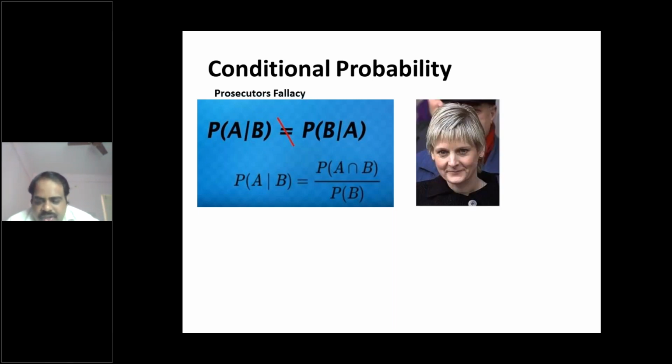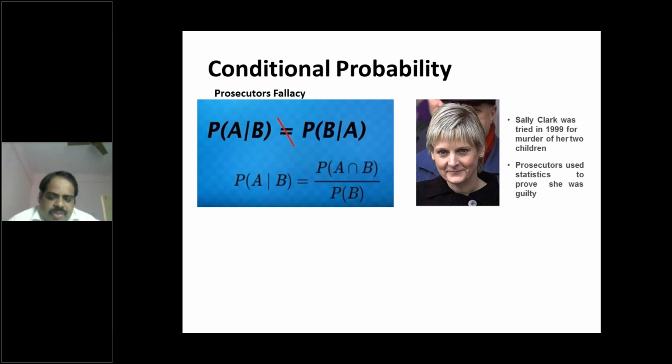This is a lady called Sally Clark. In 1999, she was convicted for the murder of her small children, and the prosecutors actually used statistics to prove that she murdered those children. They had absolutely no physical evidence, but they just used statistics and showed that there is a very high probability that she killed her own children, and she was put inside for life imprisonment.